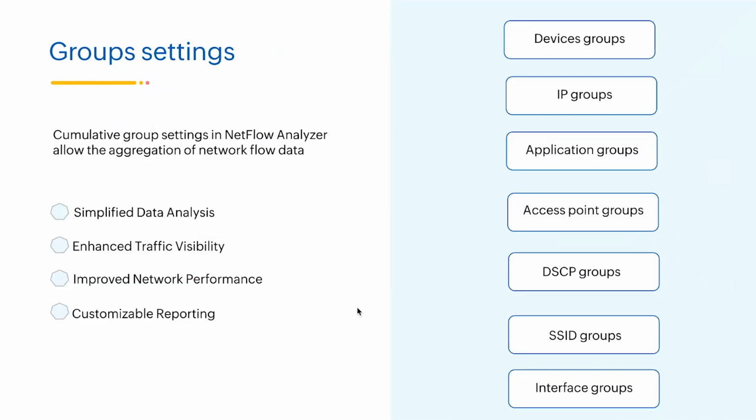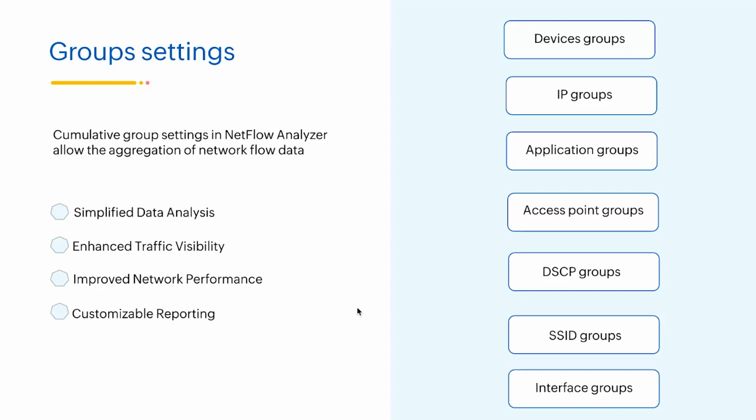Our next topic is group settings. Cumulative group settings in NetFlow Analyzer allow the aggregation of network flow data, under simplified data analysis, enhanced traffic visibility, improved network performance, and customizable reporting. Simplified data analysis aggregates data into meaningful groups for easier interpretation. Enhanced traffic visibility offers insights into specific traffic types and usage patterns. Improved network performance helps identify and resolve bottlenecks by monitoring group traffic. Lastly, customizable reporting allows tailored reports based on specific business needs.